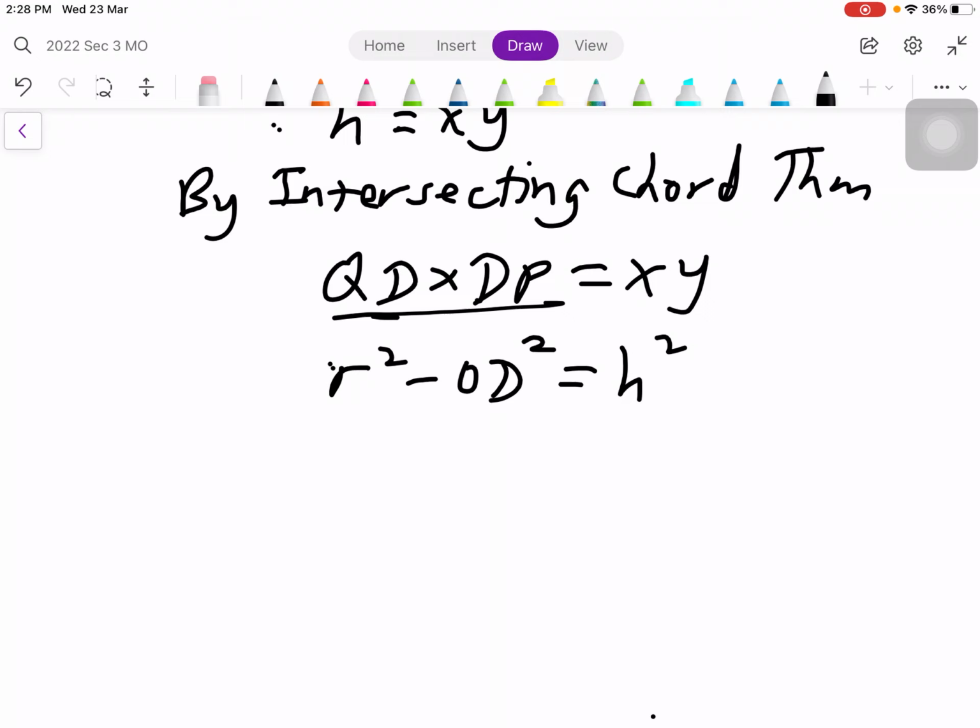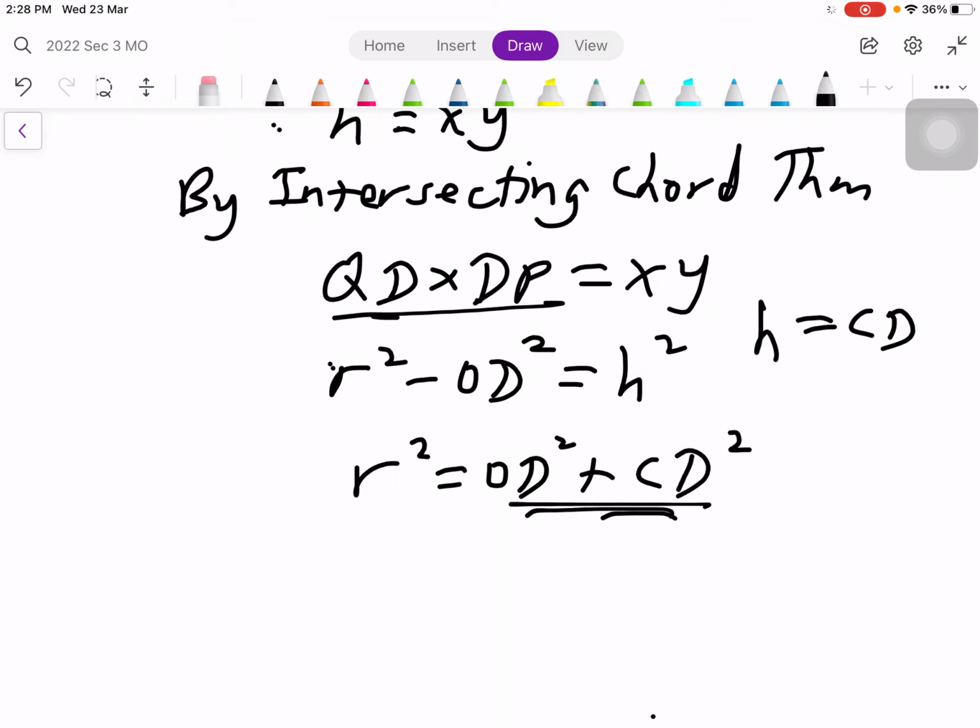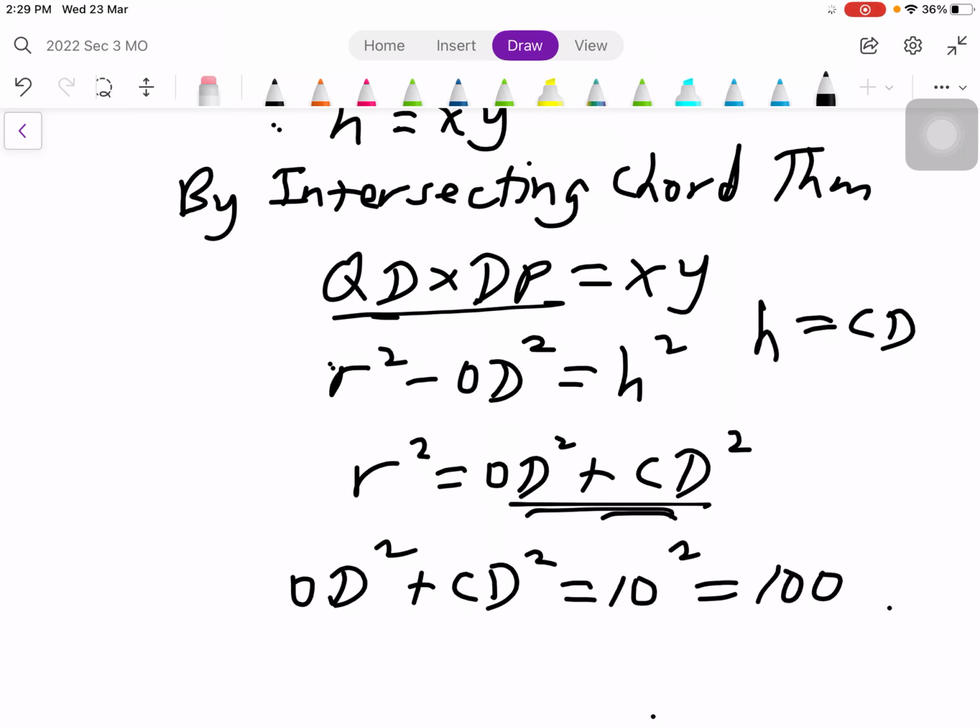Then in this case, don't forget what h is. h is actually CD. Therefore, R squared is equal to OD squared plus CD squared. This is what they want us to find. Therefore, OD squared plus CD squared is just equal to 10 squared, and that will be just equal to 100. Right, and the unit is cm squared. With that I stop here.